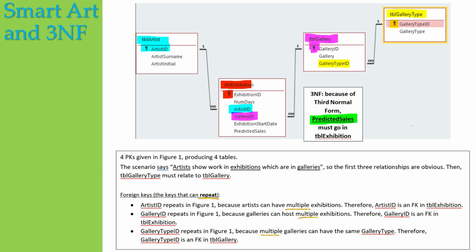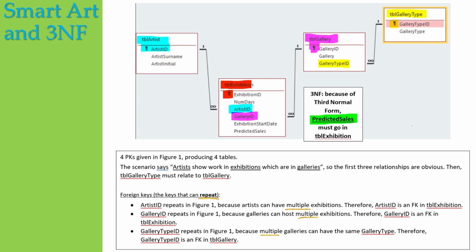So we have table artist, which relates to exhibition. Artist ID is a primary key which repeats, so that is a foreign key in table exhibition. Table exhibition was the primary key that did not repeat at all, so that is why exhibition ID does not move, it never travels, it never becomes a foreign key. So that means because it's in between two of the tables, it must take in their primary keys as foreign keys to relate to them.